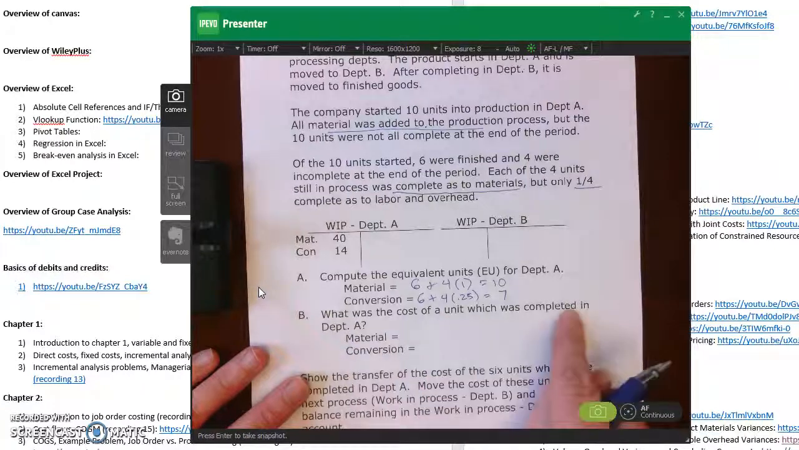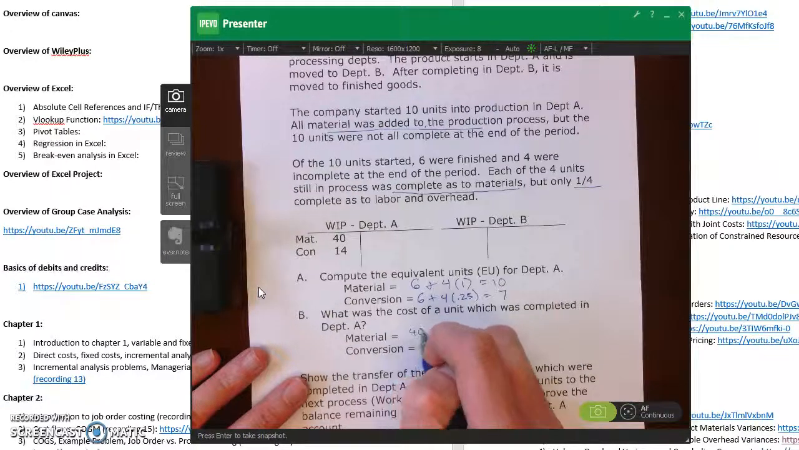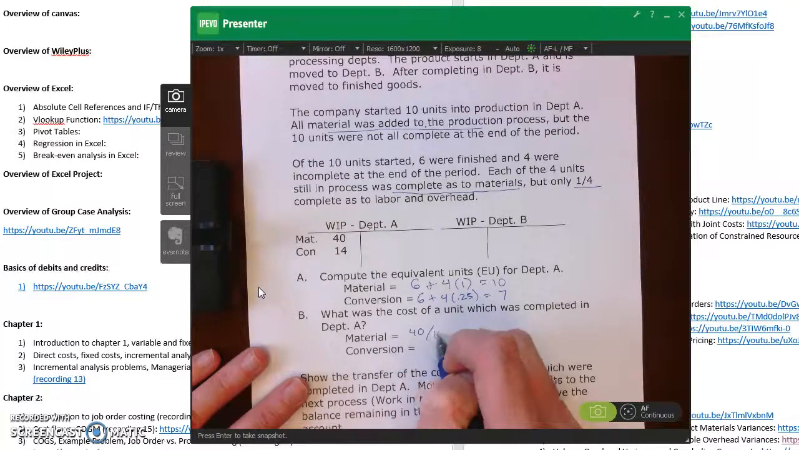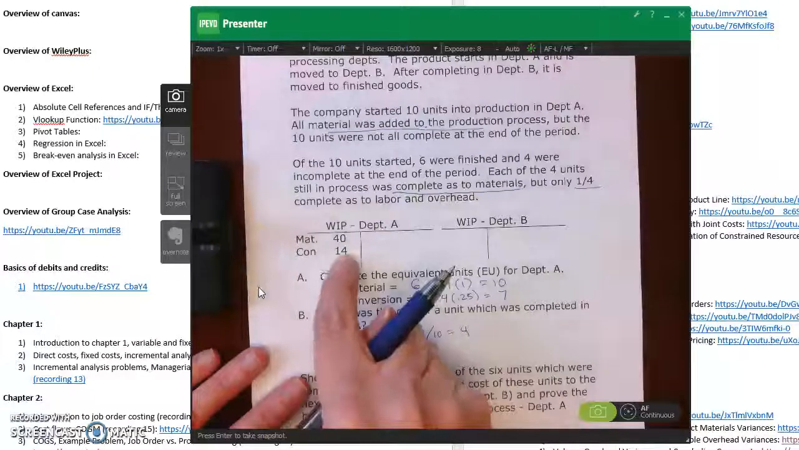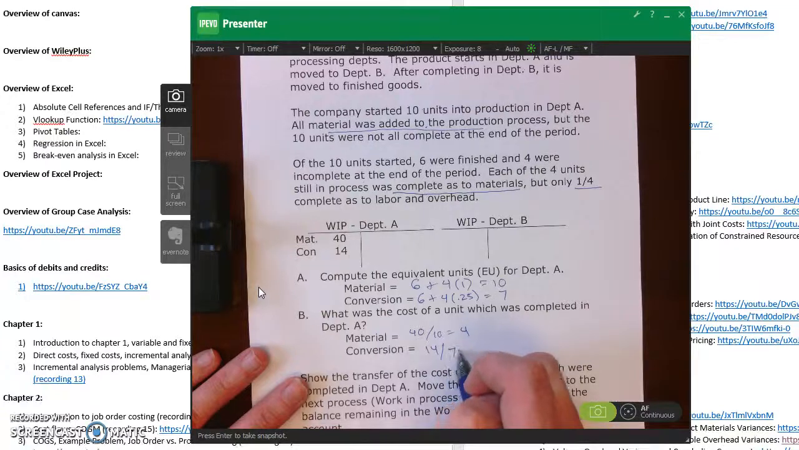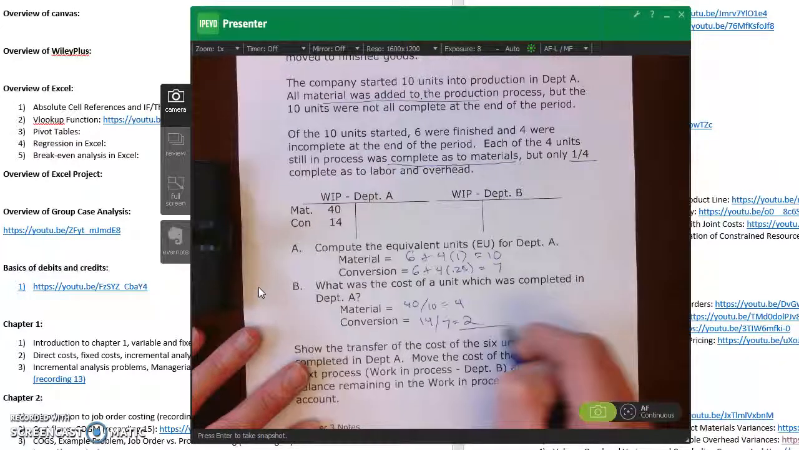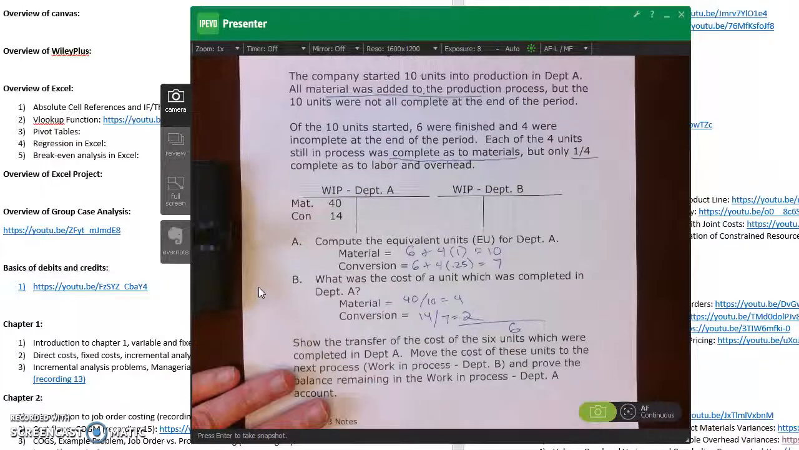Then I say, what's the cost of each unit that was completed in Department A? With conversion, I say, well, $40 divided by the 10 gives me 4. Over here, I say $14. This is my numerator, my total conversion cost, divided by the 7 equals 2. So the total cost per unit is 6. The average cost per unit is $6.